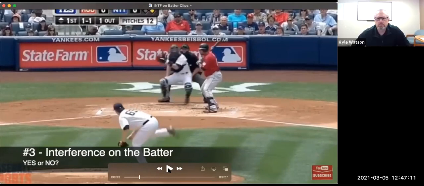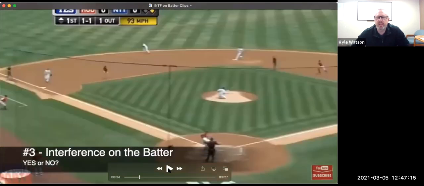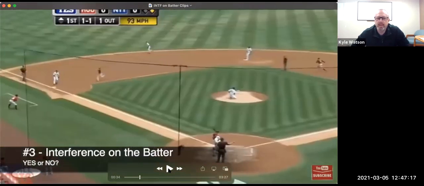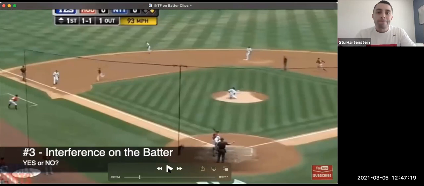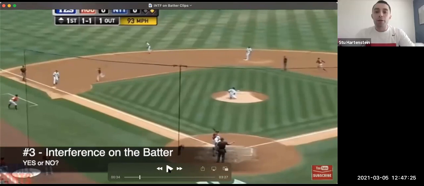Yes. I got interference on him because he knows where the play's going, and he's just staying there, not trying to vacate the area. Okay. He's doing what he's supposed to be doing. He's standing there. He has the right to stand there. Yeah, Kyle, I've got nothing on that.